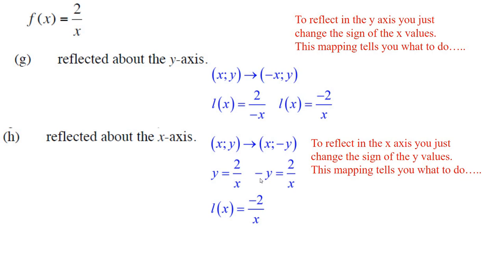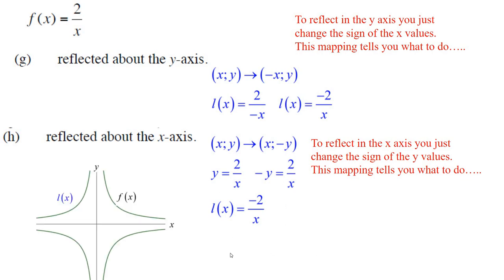And then what does that look like? That also looks like minus 2 over x. Hey, that would reflect it about the x-axis. Now, when you get questions that aren't as simple, you won't get the same answer. But this is the method you use every time. That's all there is to it.